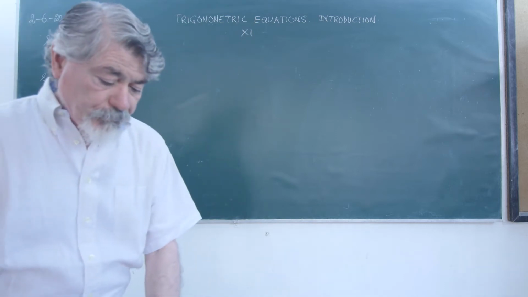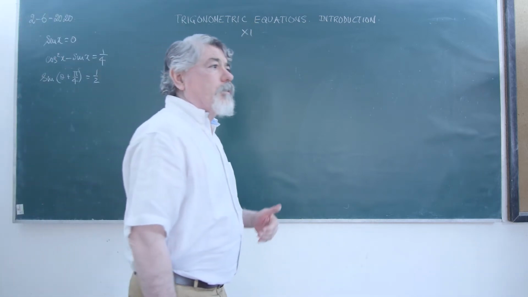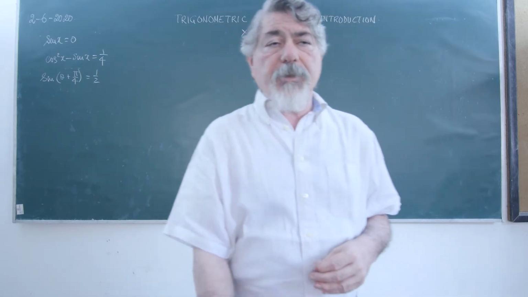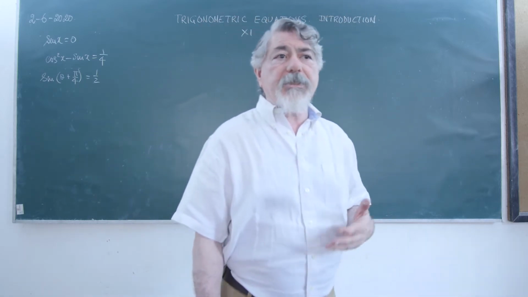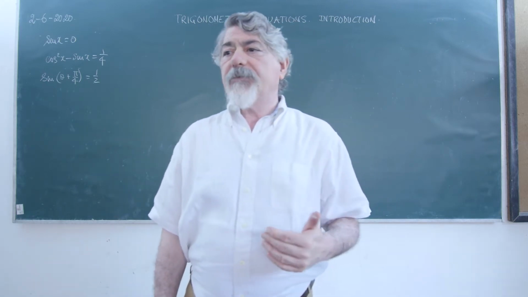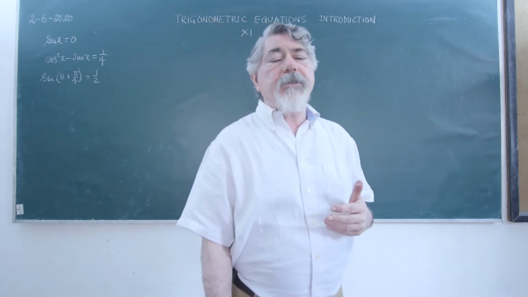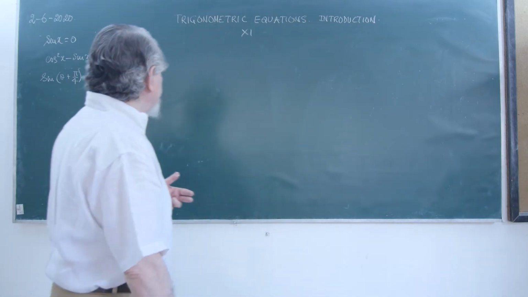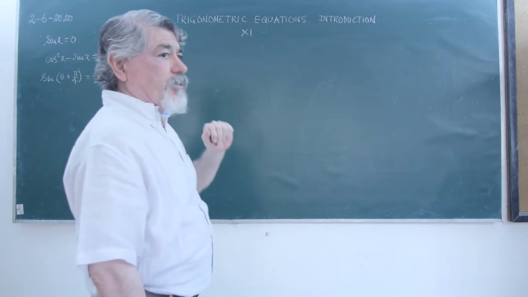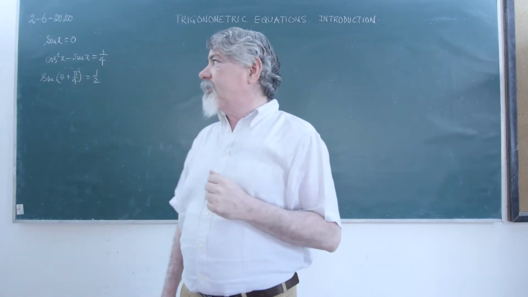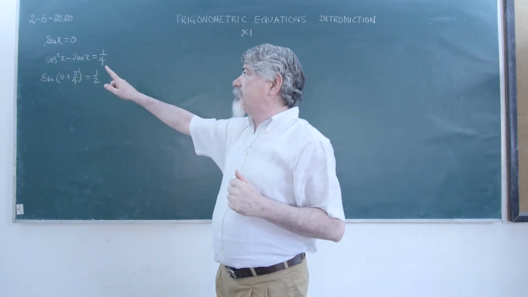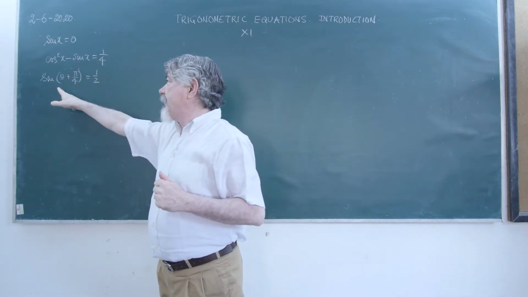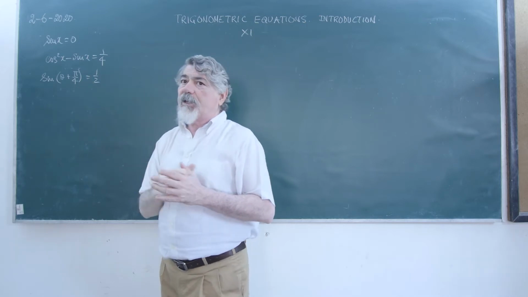Today we are going to introduce you to a new topic in trigonometry, that is trigonometric equations. Like you get equations in x and y, here instead of x and y you will be having t ratios as the variables. For example, sine x is equal to 0, or cos square x minus sine x is equal to 1 by 4, or sine theta plus pi by 4 is equal to 1 upon 2.